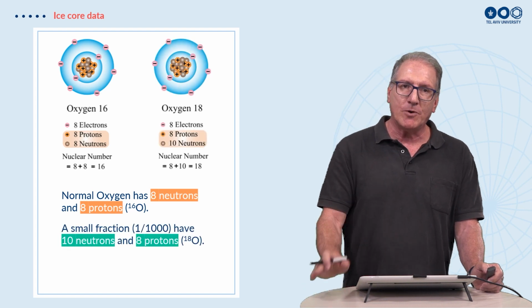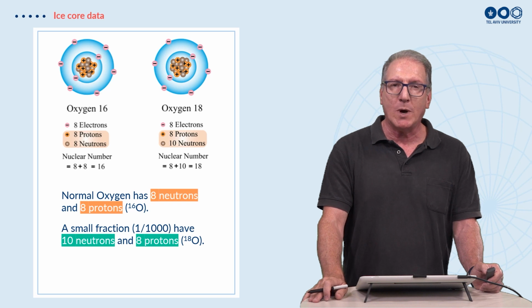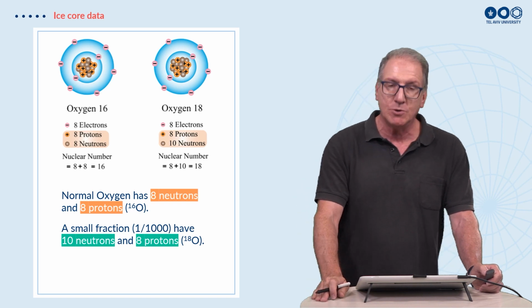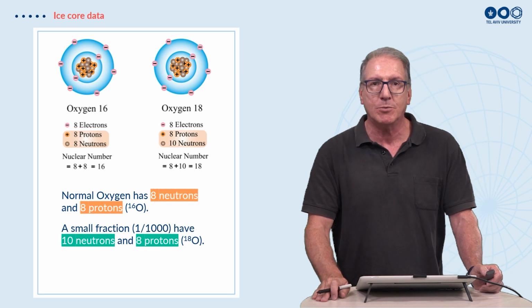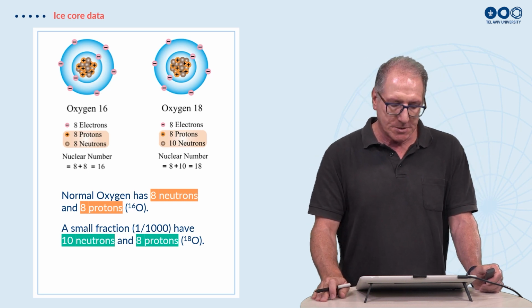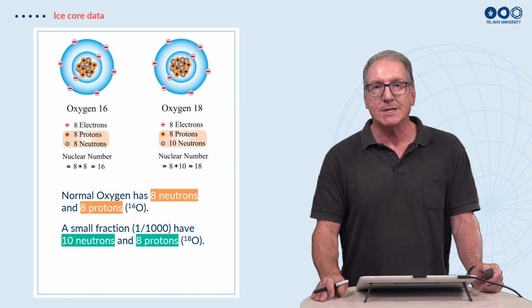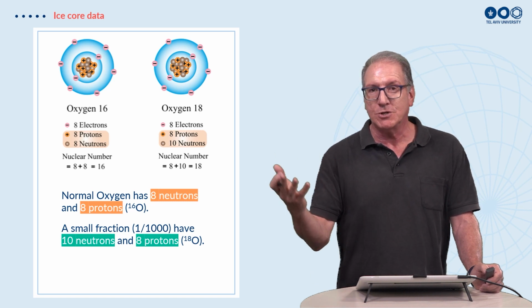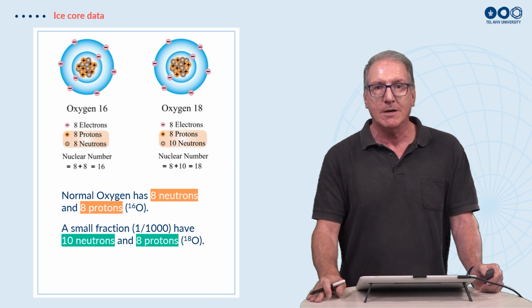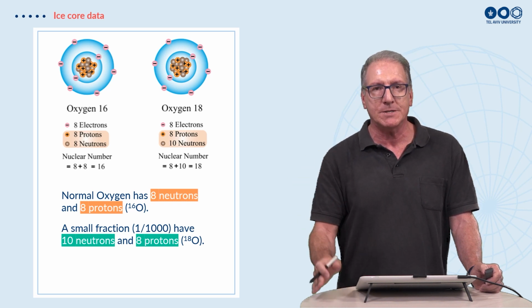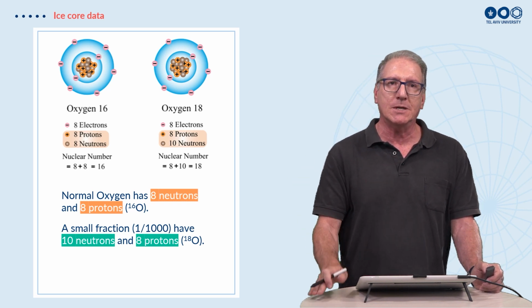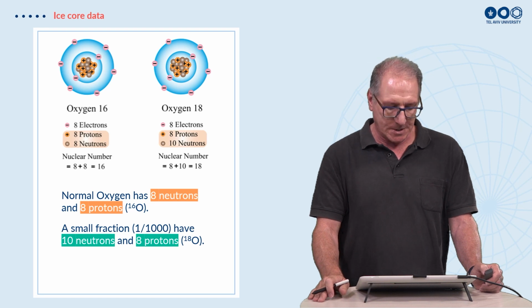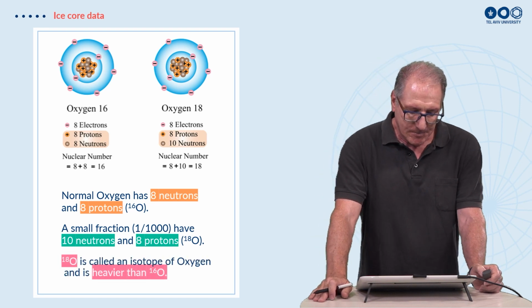There's a very small fraction of the oxygen, about 1 out of every 1,000 atoms, that has 2 extra neutrons. And so we have 8 protons, 10 neutrons, and therefore we call this oxygen 18. Oxygen 18, because it's got 2 extra neutrons, is actually heavier, so we also call this the heavier isotope. And oxygen 16 is the lighter isotope.